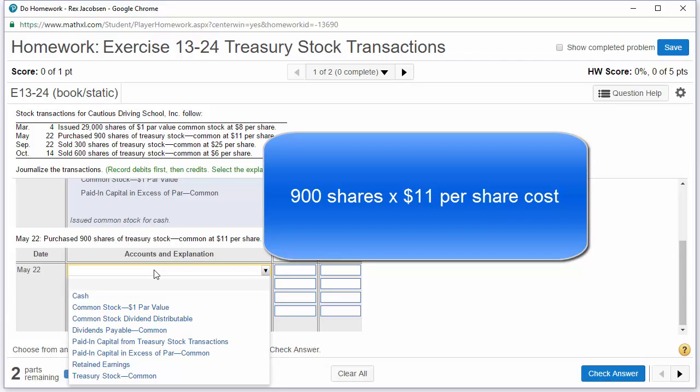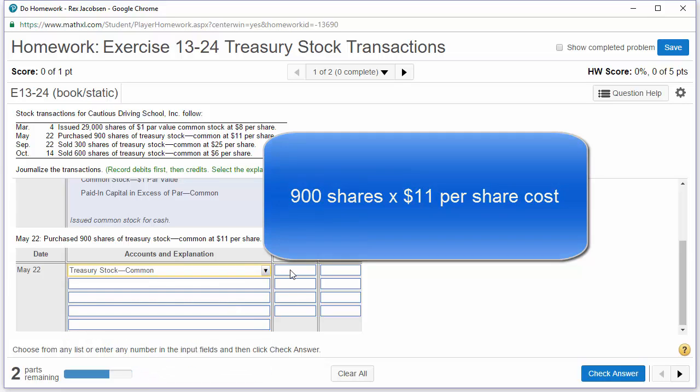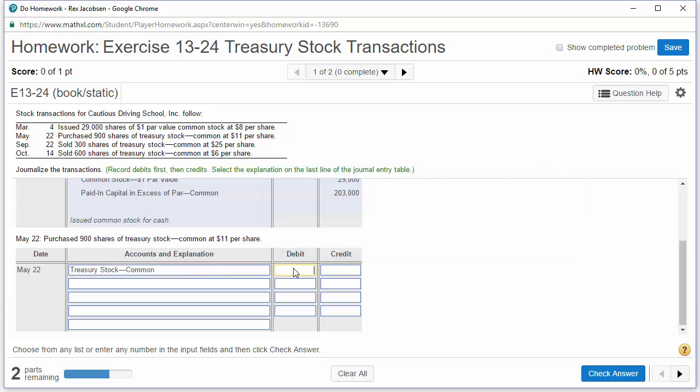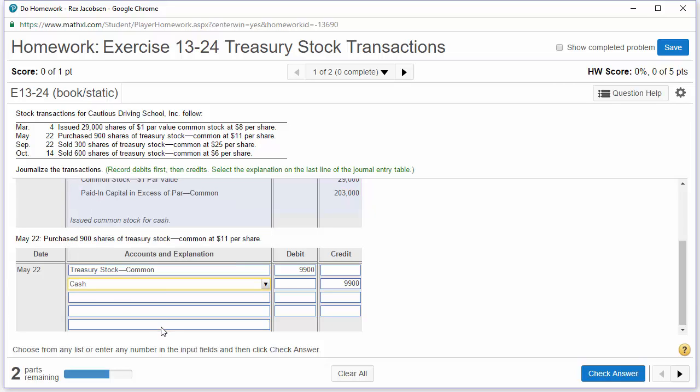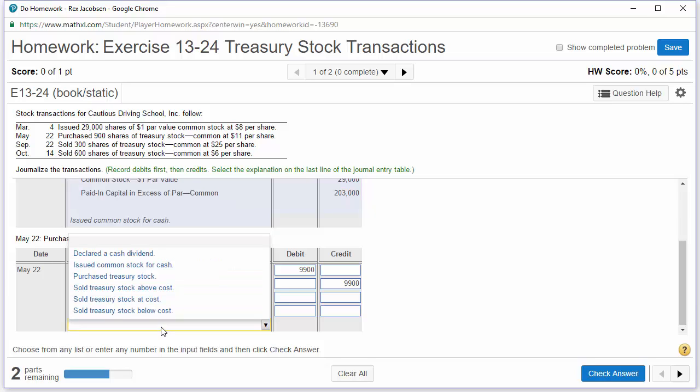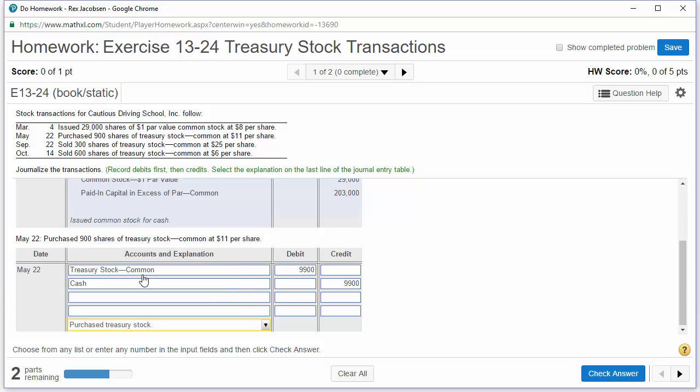So our Treasury stock is going to be going up. Remember, that's a contra equity account. So since it's opposite of equity, it goes up with a debit balance. 11 times $900. And our cash is going to go down by $9,900. Purchased Treasury stock.